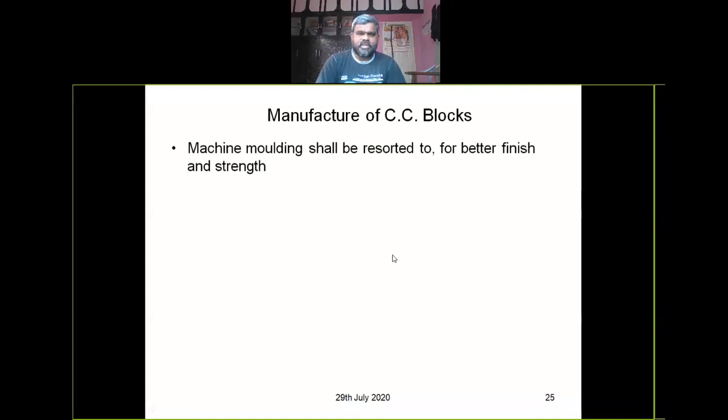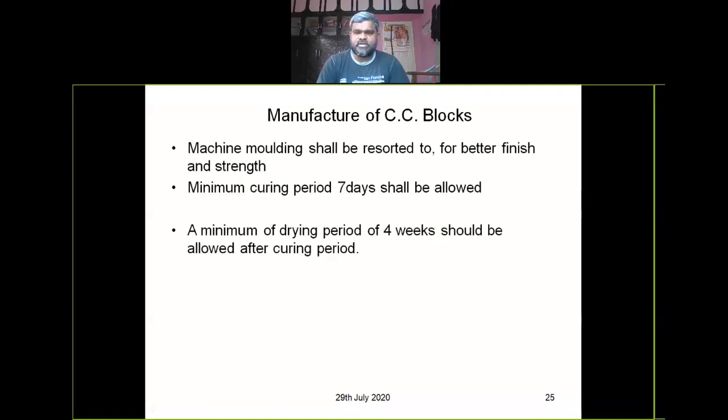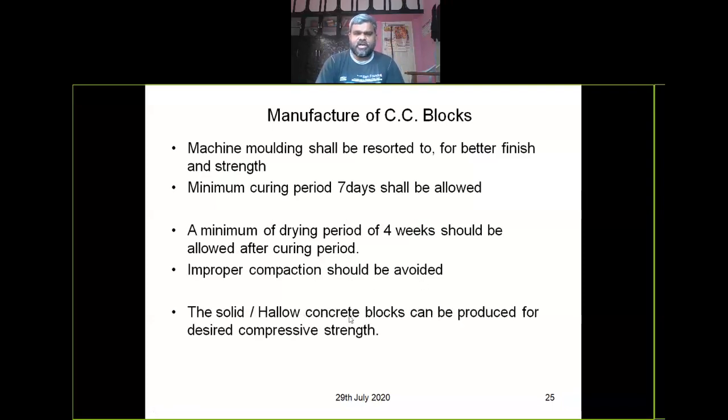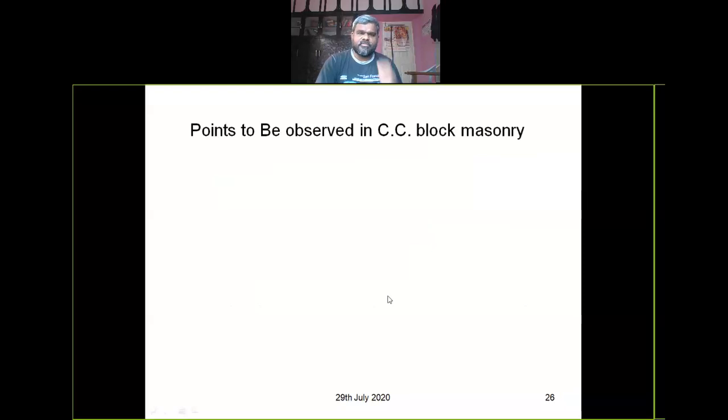Right. Machine molding shall be resorted to for better finish and strength. A minimum curing period of 7 days shall be allowed. A minimum drying period of 4 weeks should be allowed after the curing period. Improper compaction should be avoided, and solid or hollow concrete blocks can be produced for the desired compressive strength. Whatever compressive strength we require, we can produce.